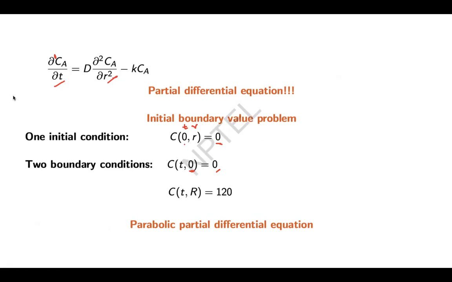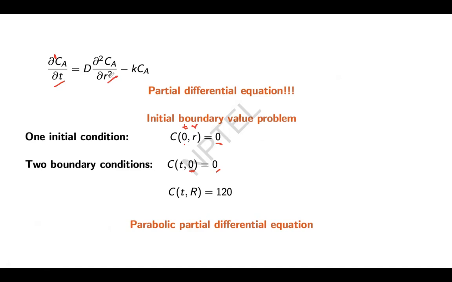Like if we have a different function, what if it was just dou Ca by dou r? Okay, not a second degree. Then you only require one position condition. Okay, you need not require boundary conditions. You just require what happens at one single position to solve this problem.